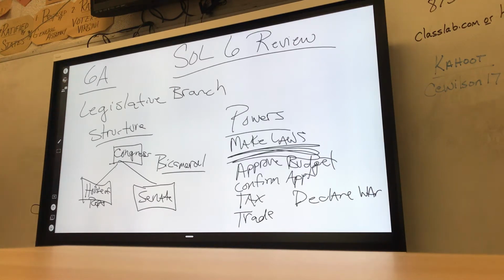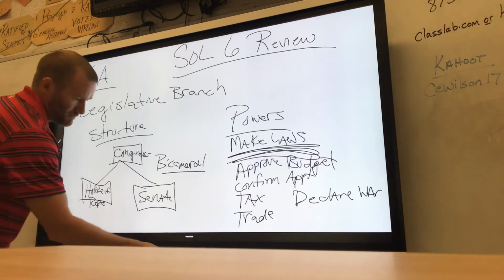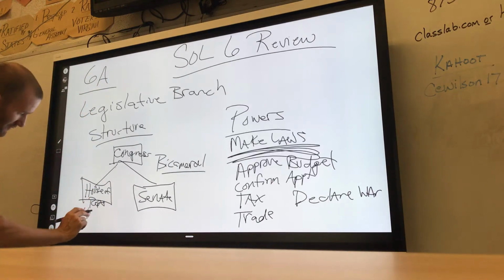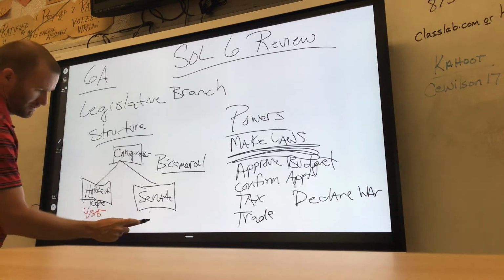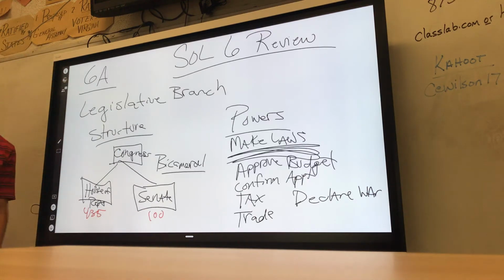I don't think anywhere on the test it will ask you, I don't know for sure, how many representatives there are. There is one other thing I do need to go over though. How many representatives are there? 435. How many senators are there? 100. You don't need to know how many there are total.